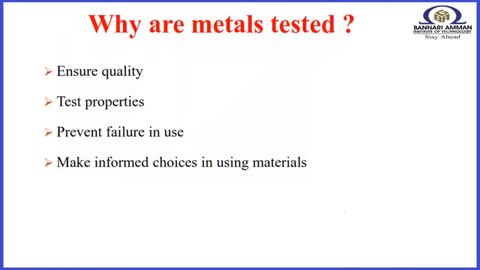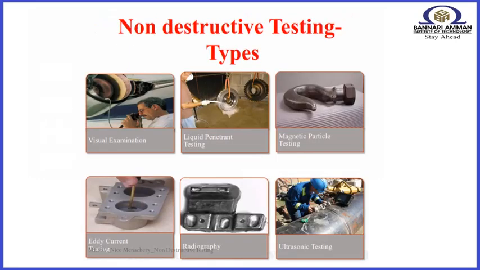Why are metals tested? In today's modern manufacturing, fabrication, and in-service inspections, to ensure product integrity and reliability, to prevent failure in use, and to select the specific material for specific applications. NDT is used to control manufacturing processes, lower production costs, and maintain a uniform quality level.